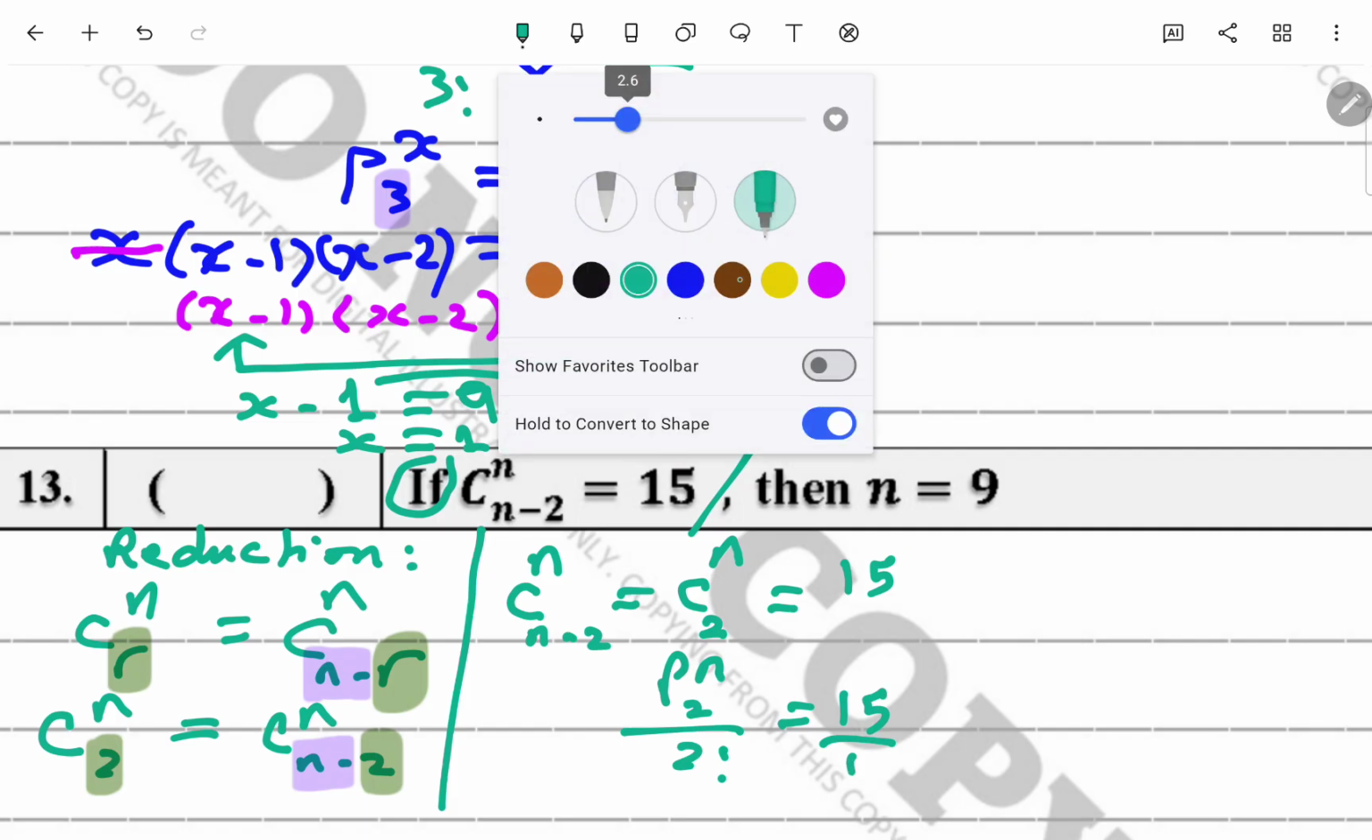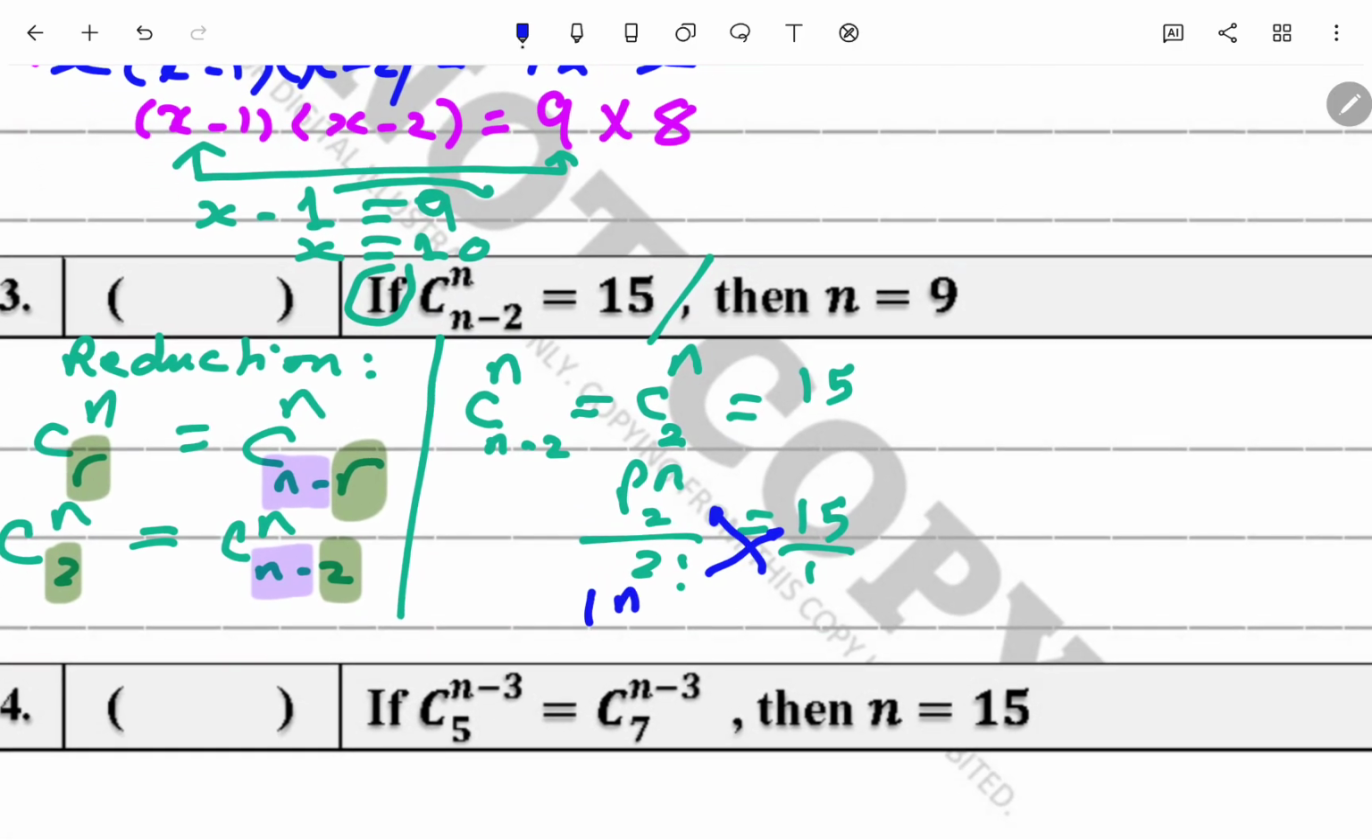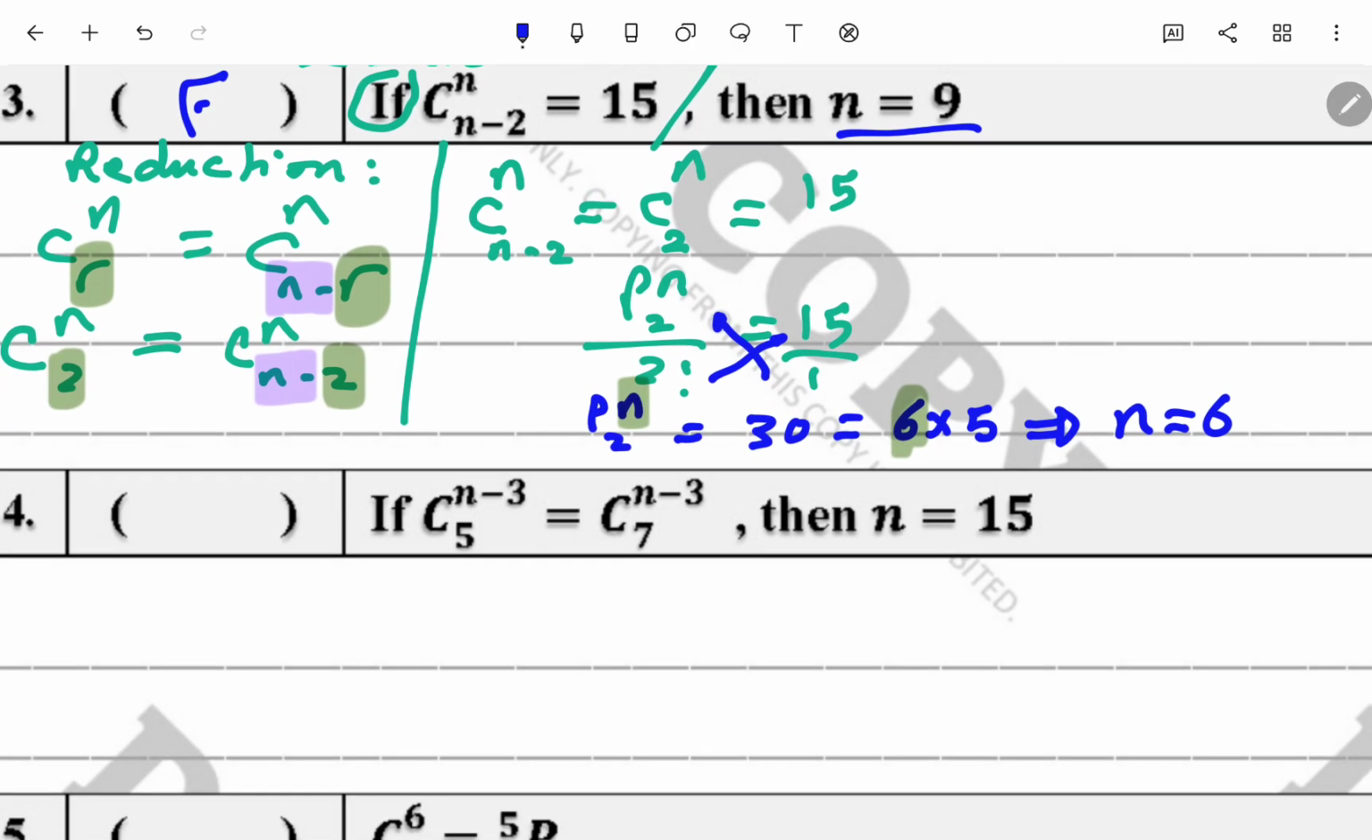Do a cross multiplication like this exactly. Here you will get n permutation 2 equals 15 times 2, which is 30. And we can think about two factors consecutive to each other that give you 30, like 6 and 5. The biggest will be the value of n. So n is 6 now, which is not 9. So that will make it false.